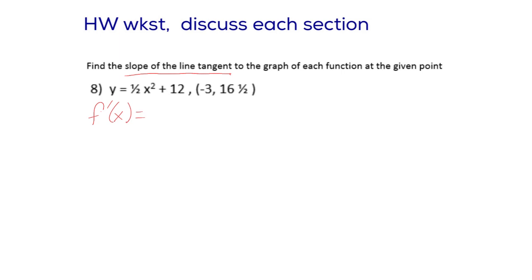Only doing power rule today. So 2 times 1/2, that's just a 1x, and then the 12 goes away. Well, how nice is that? Okay, that's a pretty easy derivative. But I want to find it at a particular point.